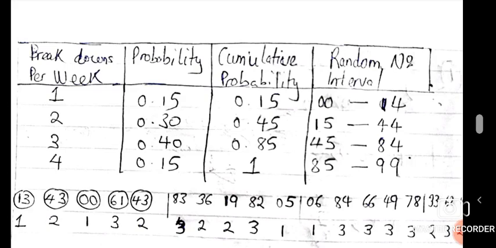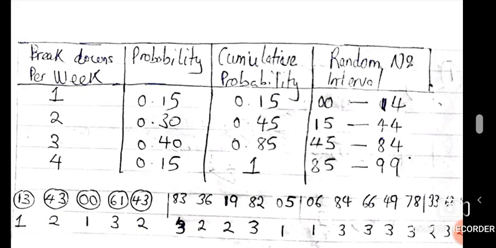Next simulation, 43. Where could 43 be in the random number interval? You take it up. 43 is in the 15 to 44 interval. Follow the line. Which breakdowns per week is that? 2. You put a 2 just like that. So you're trying to simulate the number of breakdowns using random numbers. Once you do that, the process continues the same way, as you can see, and you're writing the answers below. Okay, once you are done, what next?